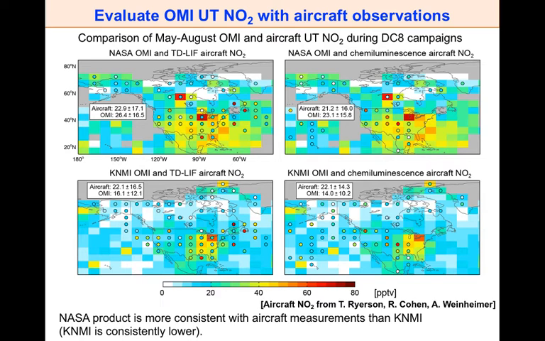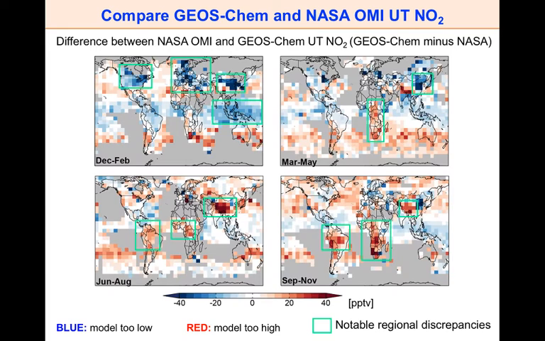At least on a regional mean, the NASA product is more consistent with the aircraft observations, whereas the KNMI product shows that it's systematically lower than the aircraft observations. If I look at spatial correlations, I actually find that both products have a weak correlation with these aircraft observations. So really I'm guided by the regional mean in progressing with comparing to GEOS-Chem. So I make use of the NASA product to look at the spatial discrepancies that I see between the model and the observations to try and evaluate what we do and don't understand about upper tropospheric NOx.